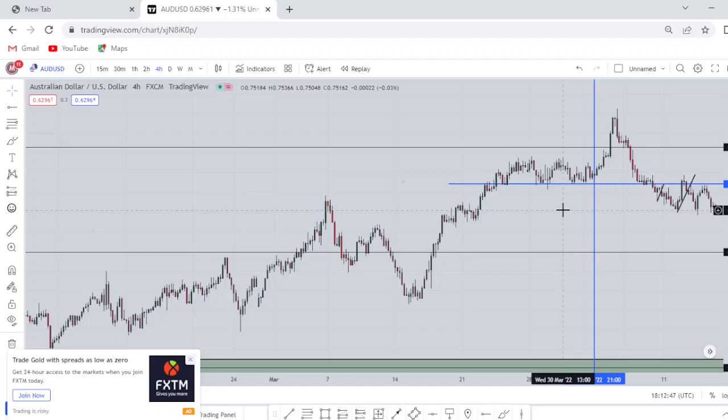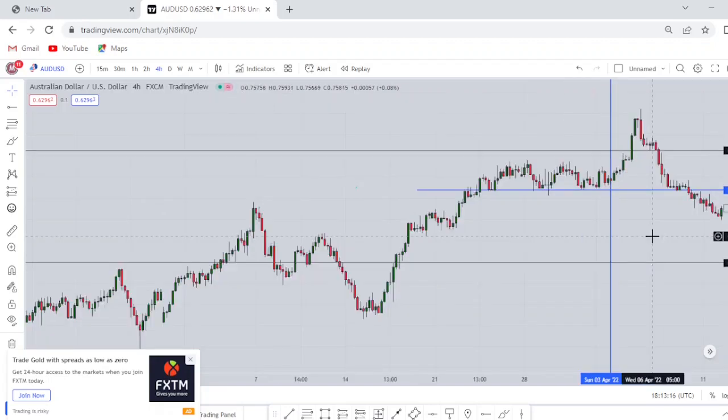You only want to look for change in structure or change in bias on the 4 hours and also on the daily time frame. You don't want to be looking for change in structure on the 15 minutes, the 30 minutes, or the 1 hour. You don't want to be looking for structure. Then you're going to get false breakouts and the rest. What you're going to be looking for is just setups on those time frames.